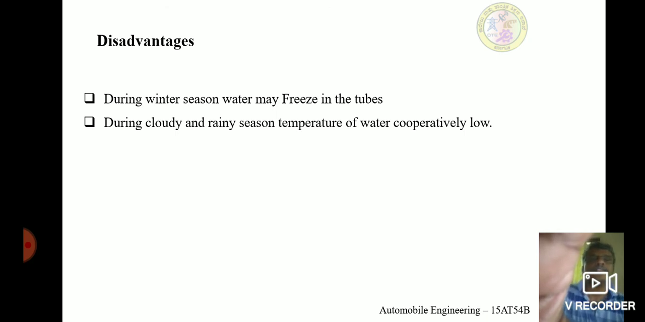The disadvantage is that, mainly during cloudy days or rainy days, its efficiency becomes low. We have to make up with that, we have to adjust with that. And during the cold season, there may be chances of freezing. Freezing means it becomes frozen and water circulation will not be proper. In such cases, you have to maintain it.